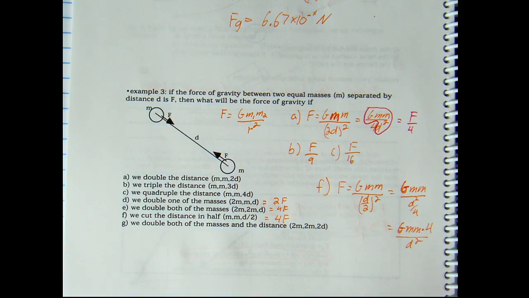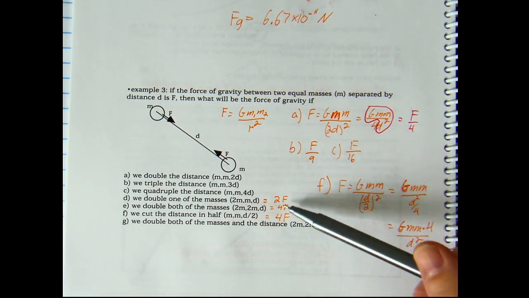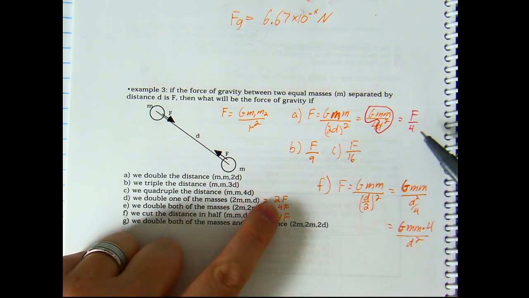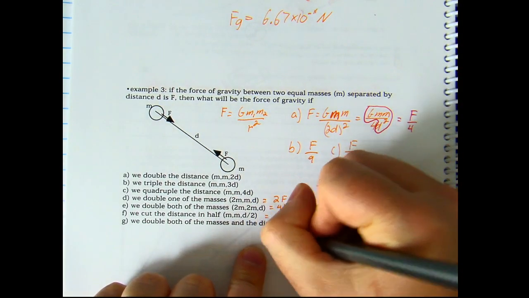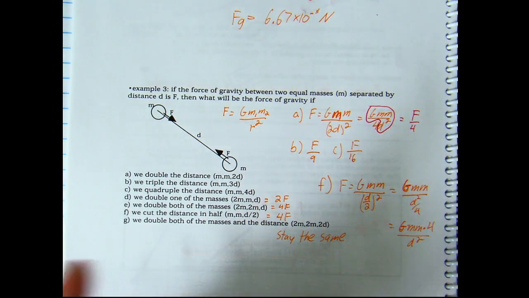It's 4 times bigger. And if we double the masses and the distance, what we're going to see here, so we doubled the masses, and if we double the distance, we can see that these 4's here are going to cancel out. So by doubling the masses and doubling the distance, this is actually going to stay the same. We have to double both masses, though.